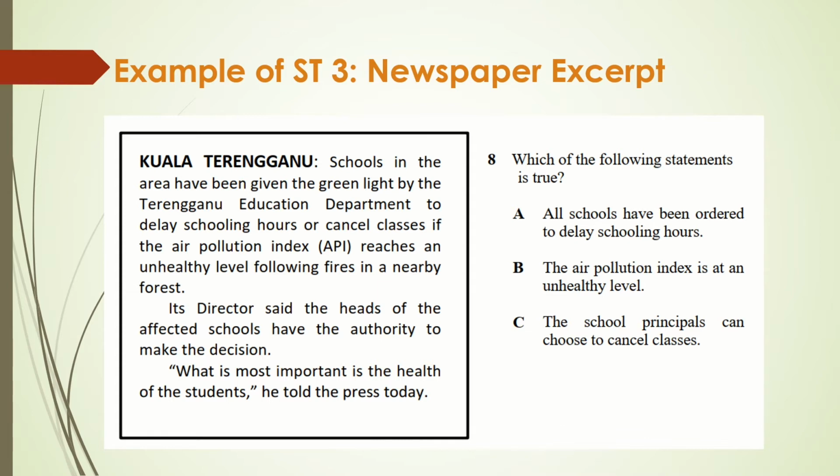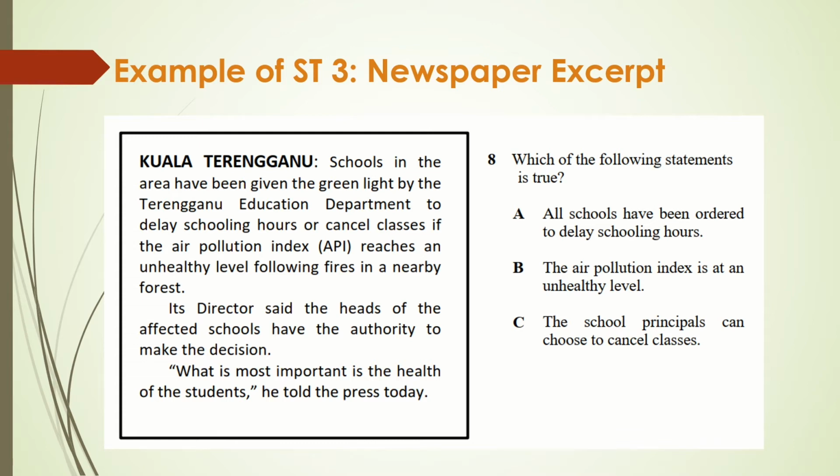So which one is true? All schools have been ordered to delay schooling hours. This is right, but not all schools. The schools that can delay their schooling hours are the schools that are affected by the fire in a nearby forest. So A is wrong. The air pollution index is at an unhealthy level. True, but we'll see C first. The school principals can choose to cancel classes. The director said the heads of the affected schools have the authority to make decisions to cancel classes or to delay schooling hours.